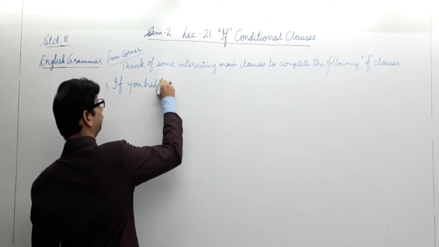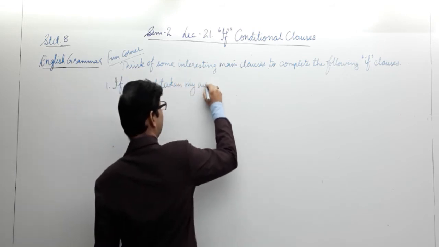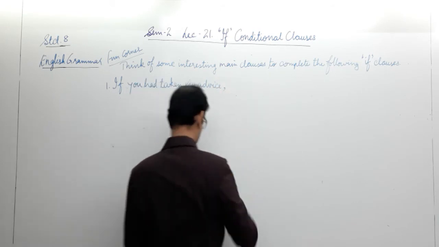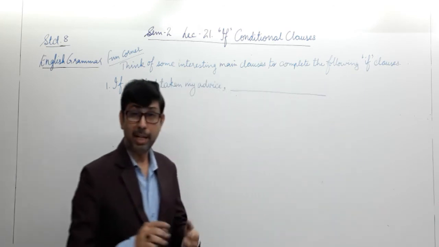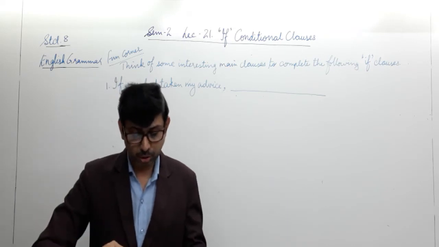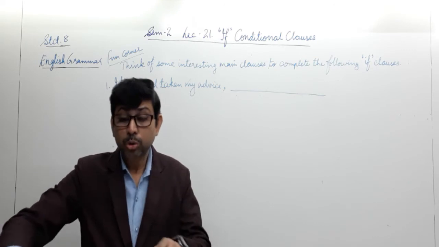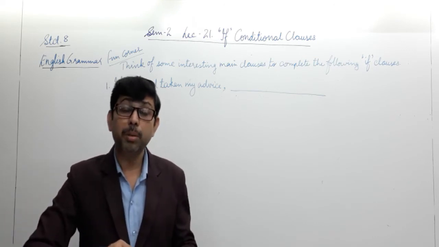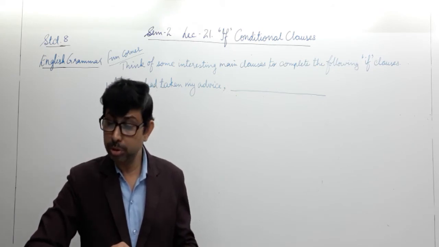If you had taken my advice, comma, do not forget to apply the comma, and in the space given to you, you can write a main clause that satisfies the subordinate clause, the dependent clause. Well, we can have two answers for this, one with an affirmative sentence, one with a negative sentence. So let me provide both of those to you.